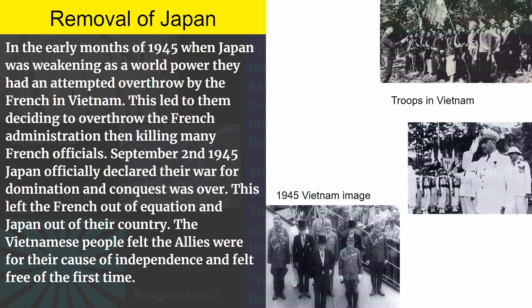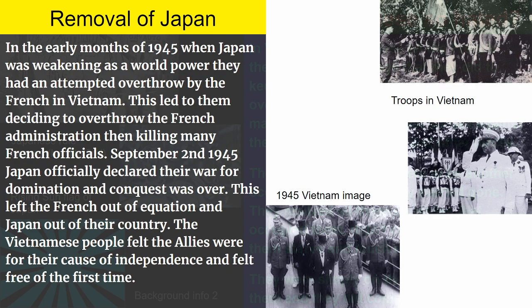They were weakening as a world power, and the French realized that they were getting weak, so they attempted to stage a coup in Vietnam to get back control. This actually failed, and a bunch of the people in the French administration were killed, and the officials were murdered.